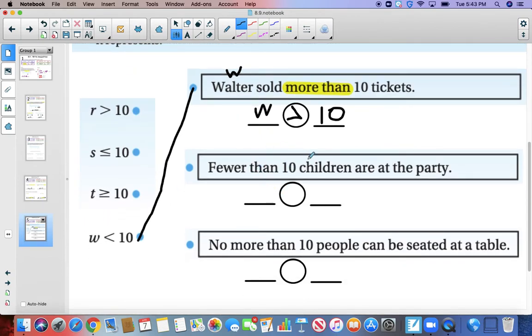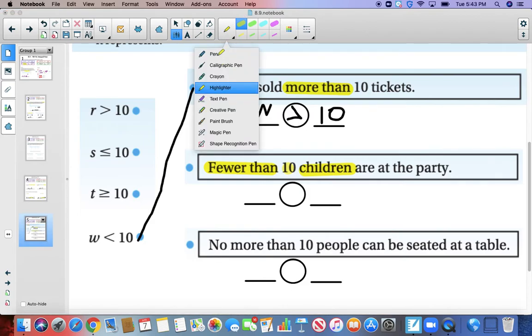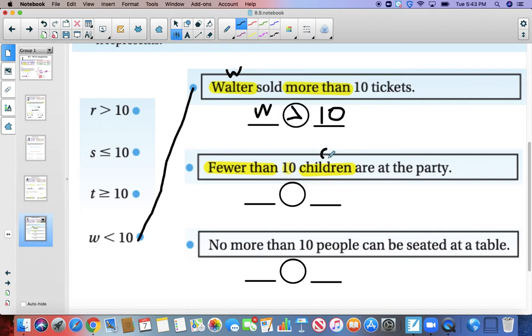Fewer than 10 children are at the party. Okay, so this one gets a little tougher. So let's think about this. We have fewer than as our keyword. We have the number 10, which is going to be our value. And then we're talking about children. So for children, just like up here we were talking about Walter, we did the W. For children, you guessed it, I'm going to go ahead and use a C. So fewer than 10 children are at the party.